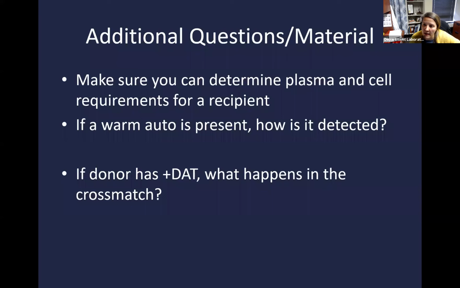Versus, let's look at a type O patient. They could be transfused only type O red cells, but on the plasma, they could be transfused any type of plasma, okay? So it's kind of reverse. You have to think about if you're transfusing red cells or plasma products.